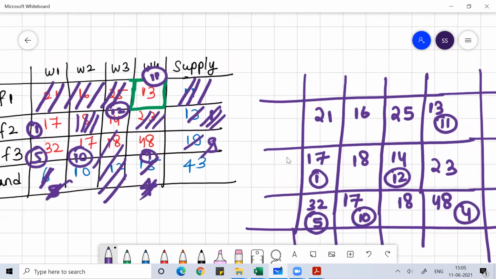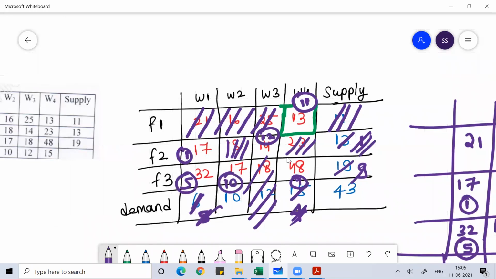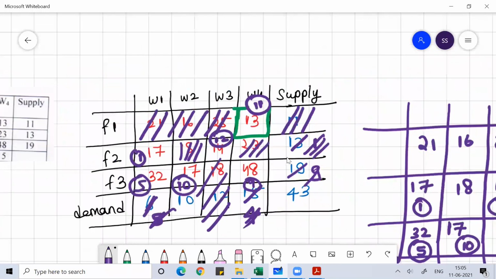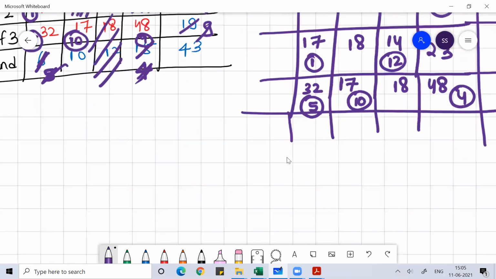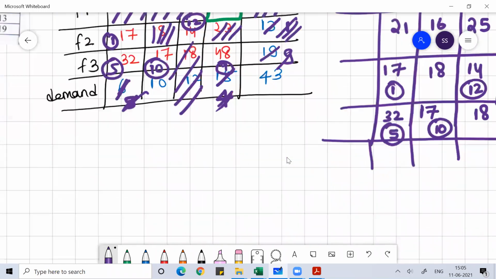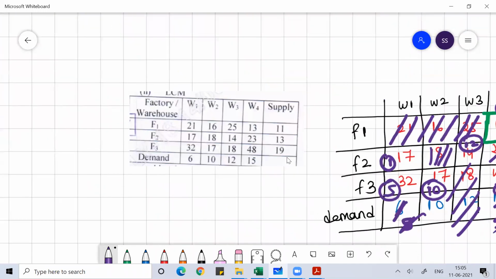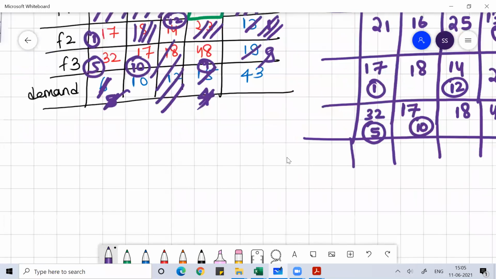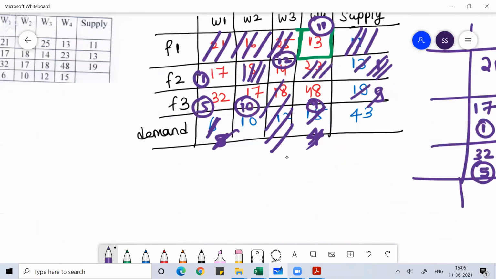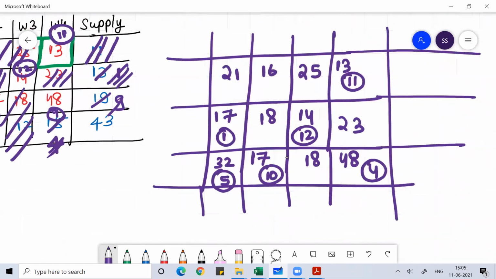Sum 11, then this is 13. Then you can see 13. Correct. Third row it should be 19. Correct. First column it should be 6. Second column it should be 10. Third column it should be 12. Fourth column it should be 15. Clear, everyone?